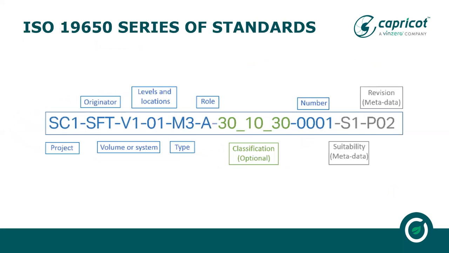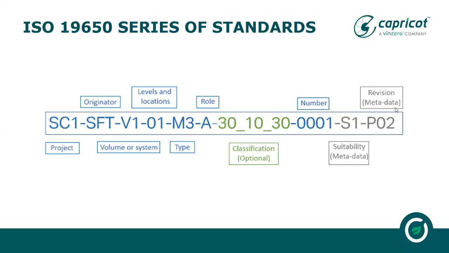So the ISO 19650 series of standards provides a standard for setting up a file naming convention. So you can see this file name has been named following this series of standards. There is the project code, then there is an originator code, volume, level, location, there is a type of file, what is the role of the file. A maybe stands for architectural drawing. Then the classification code, where the number you can define as 00, any digits you want to define, right? Then revision and suitability.